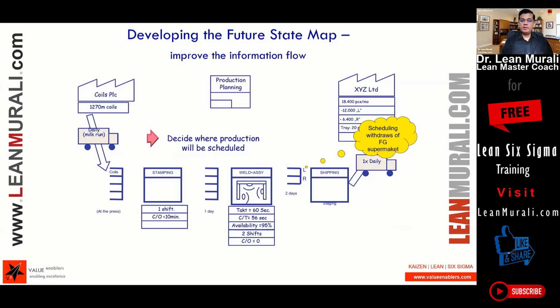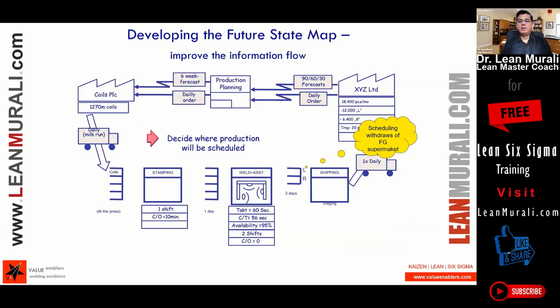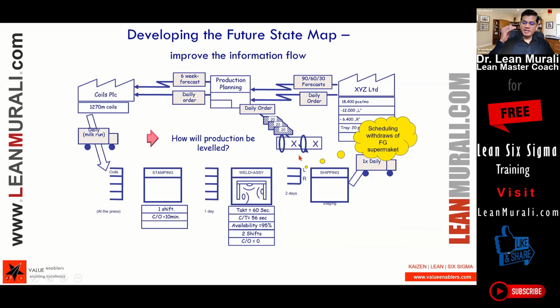And after that, decide where the production will be leveled. Very important. So they said that we will not put the leveling at any pacemaker or something. We will give this leveling in the finished goods shipping box, where we will tell them in what sequence you should ship. That is the leveling box here. The leveling box is also called Heijunka in lean terminology.